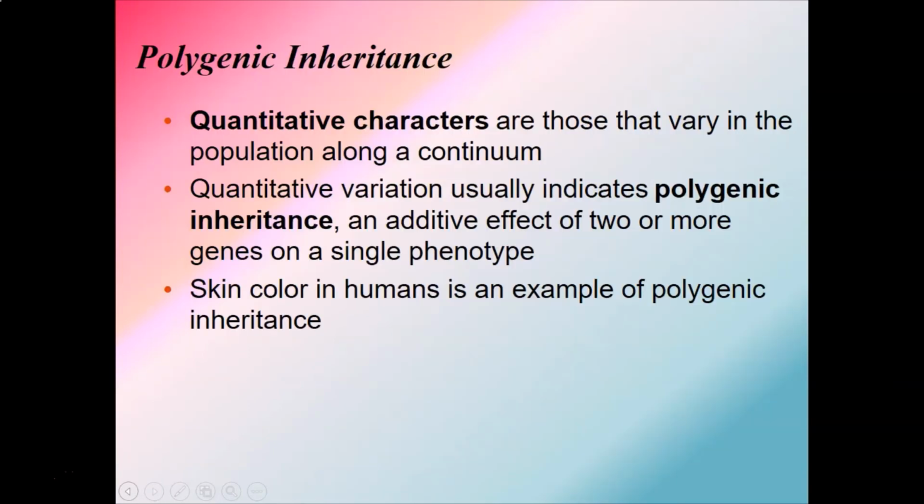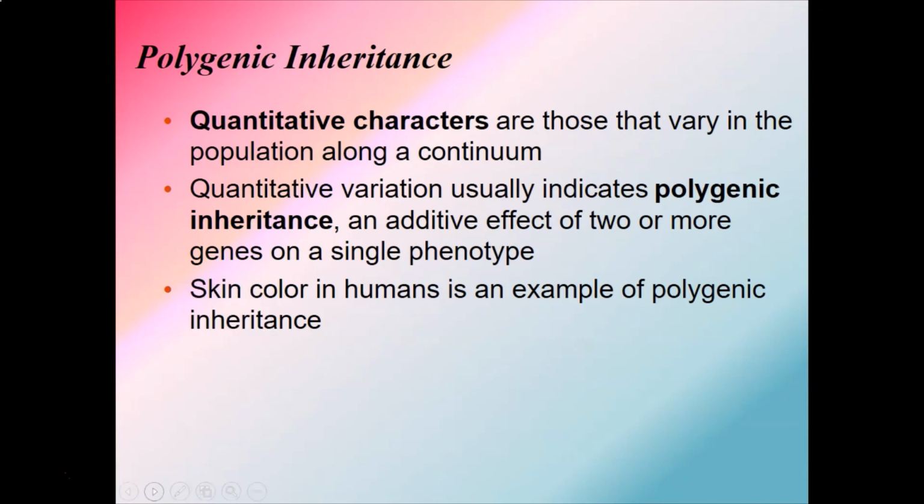Polygenic inheritance. Now, the way this is described is a little goofy. Quantitative characters are those that vary in a population along a continuum. Quantitative variation usually indicates polygenic inheritance as an additive effect of two or more genes on a phenotype. For example, skin color. And this was the same way I showed eyes before. Eye color is another example. Now, this is confusing. So let's take a look at the next slide and figure out what exactly is happening here.